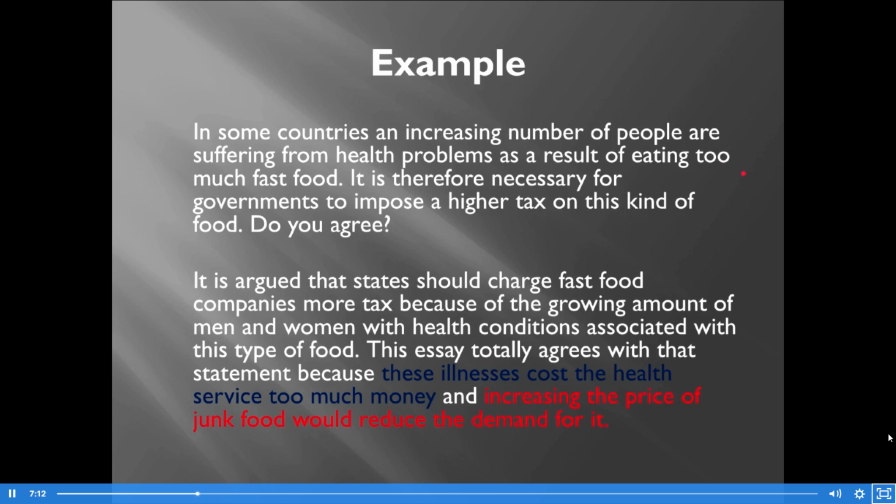In some countries, an increasing number of people are suffering from health problems as a result of eating too much fast food. It is therefore necessary for governments to impose a higher tax on this kind of food. Do you agree? So it's an opinion question. So we've started off with our introduction. So this is our introduction.